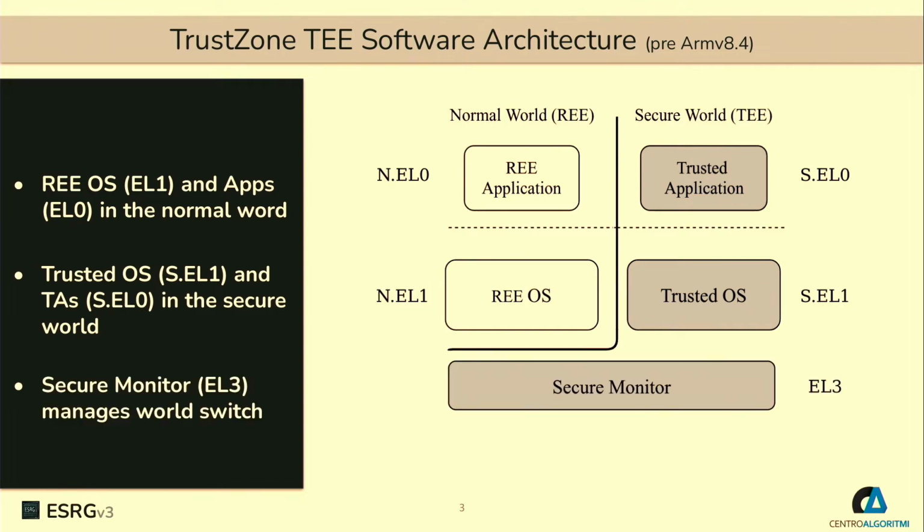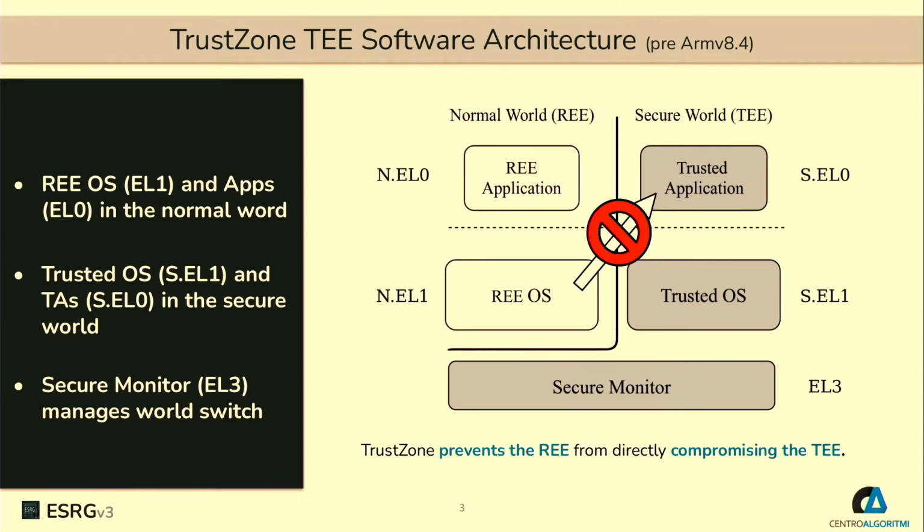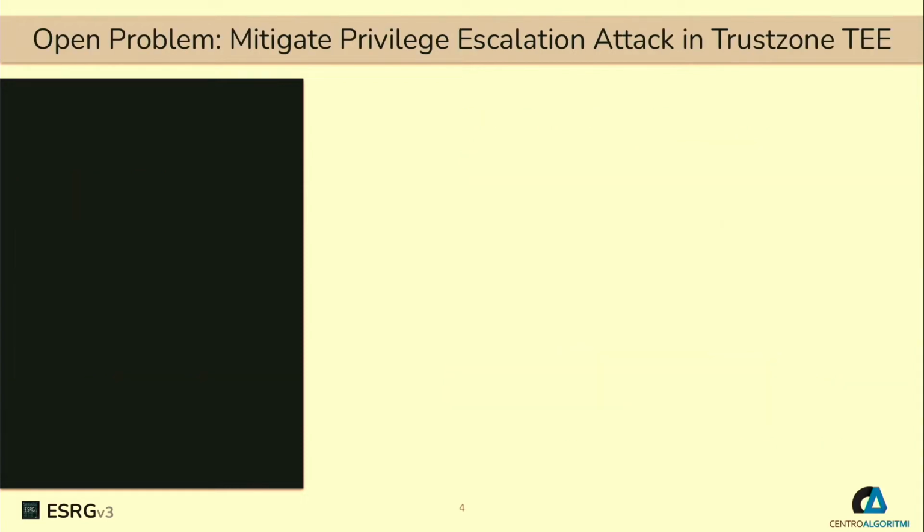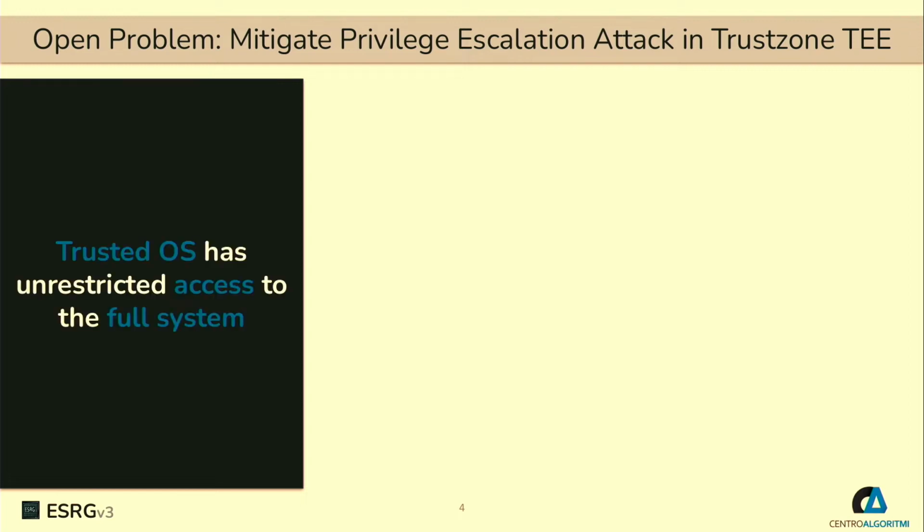To switch between them, there's a layer of software called a secure monitor, and this layer performs a secure context switch between these states. The normal world can't access any secure world resource, and this serves the main purpose of TrustZone, that is to prevent trusted applications from being compromised by a potentially malicious rich OS. However, TrustZone has some major problems, and in particular, there have been many security-critical vulnerabilities, mainly due to one architectural flaw: the excessive level of privilege of the TEE. More specifically, the trusted OS has unrestricted access to the full system.